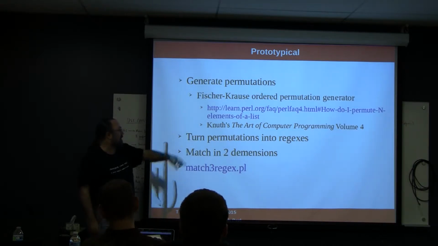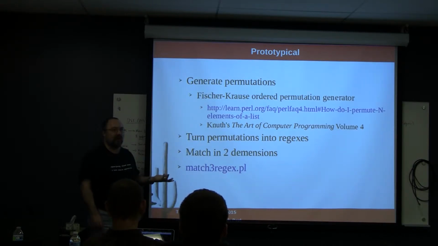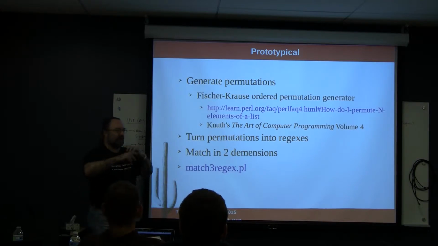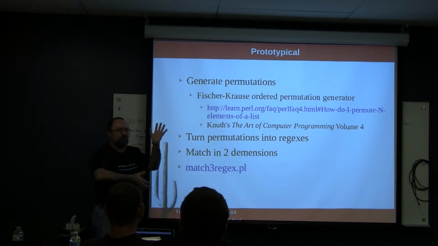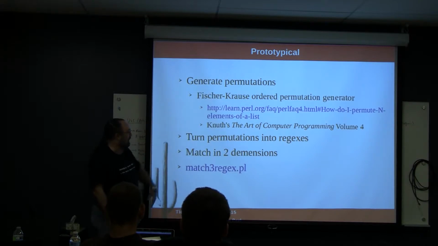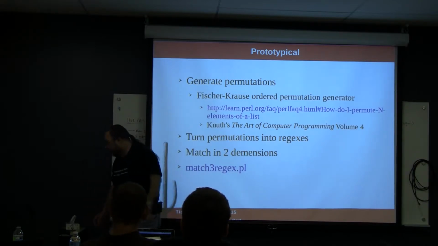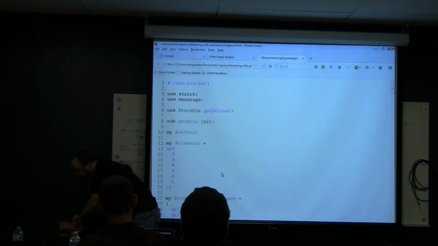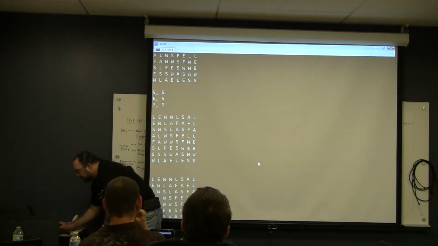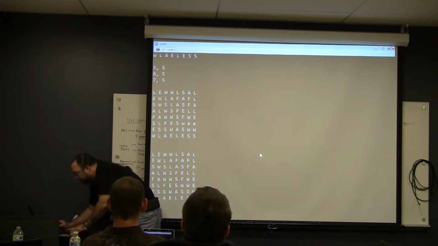So then I need to turn the permutations into regular expressions, right? So that I can then match against that grid in 2 dimensions. Does that make sense so far with everybody? That's the high-level logic that I'm going to use. Now I'll actually show some code, and actually first I'm going to run this.